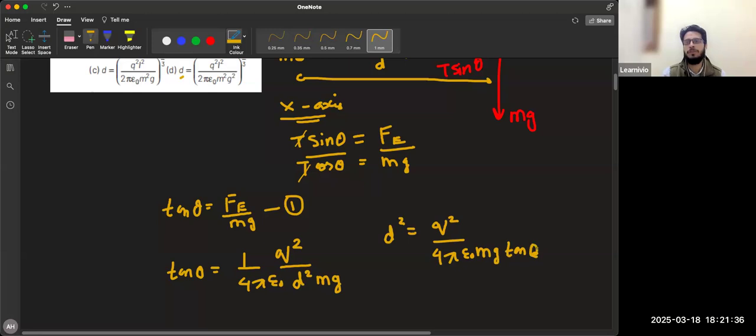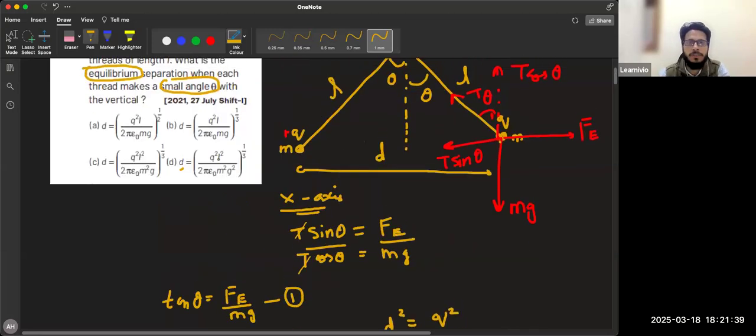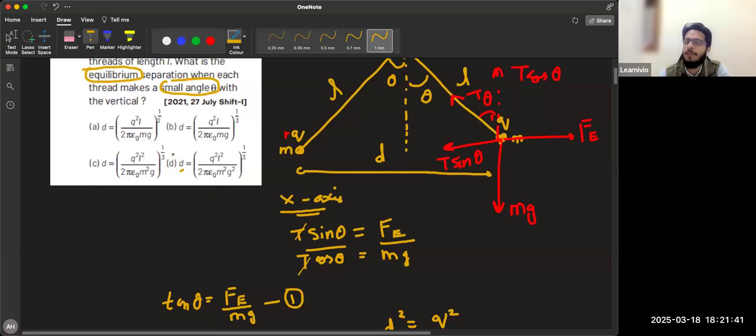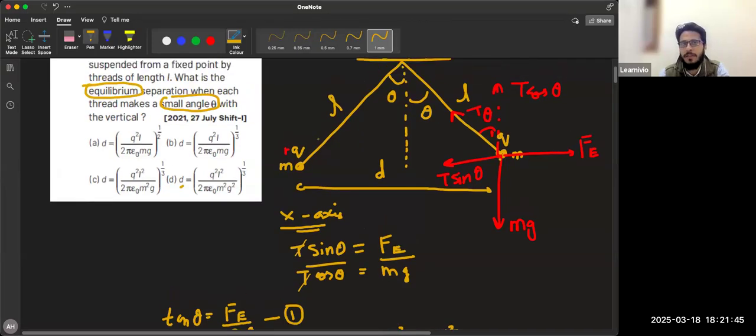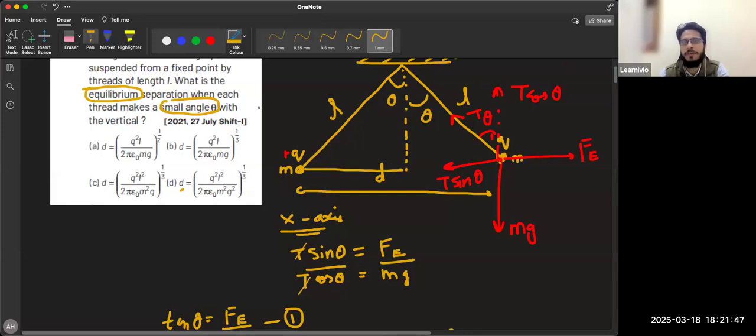Now the problem is with the tan theta only. See, in none of the options is tan theta given. So somehow you have to calculate this tan theta. Now, if I come to this right angle triangle, how much is this side? The whole is d. How much is this one? d by 2. This is L. So if I want to calculate tan theta, I will need this side also.